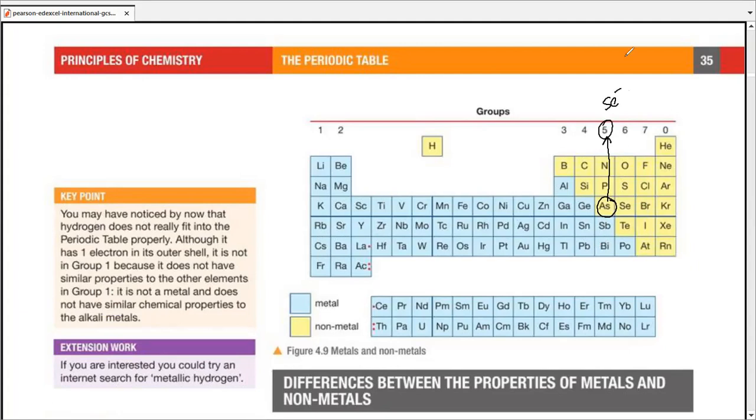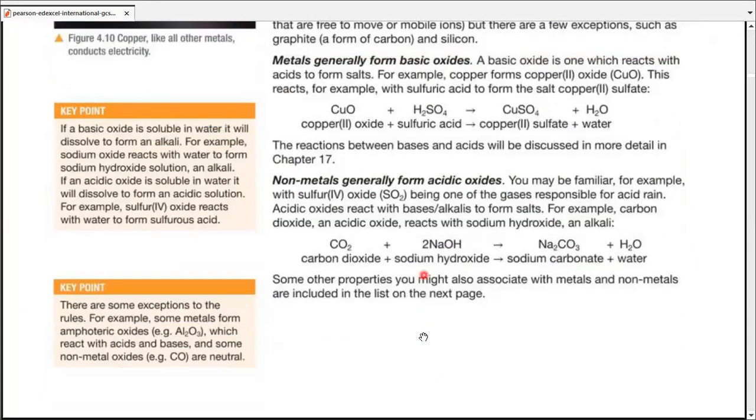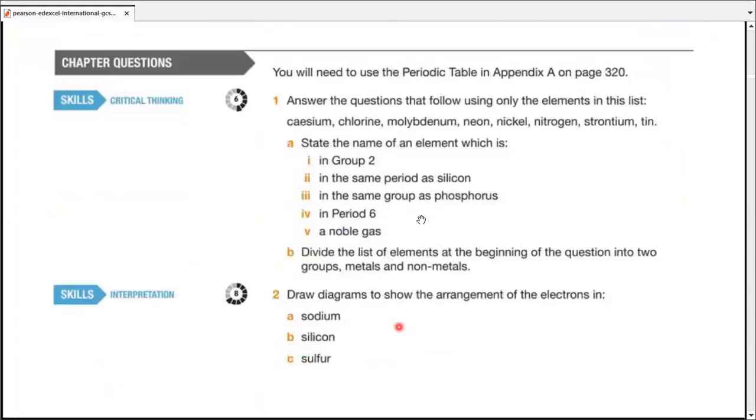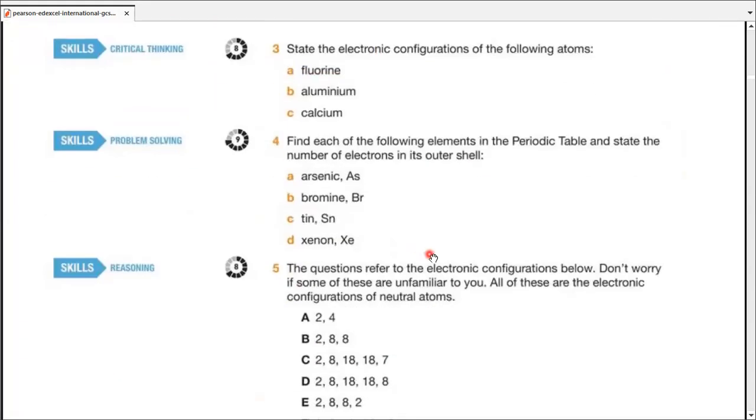Great. If you got it now, I think you can solve the rest of the questions very correctly and quickly. So let's start with the next one, bromine, Br. How many electrons are there in the outer shell of Br? It's a non-metal, right? Yes, it's a non-metal. 7. Great. Tin, Sn. 4. Good. Xenon, Xe.